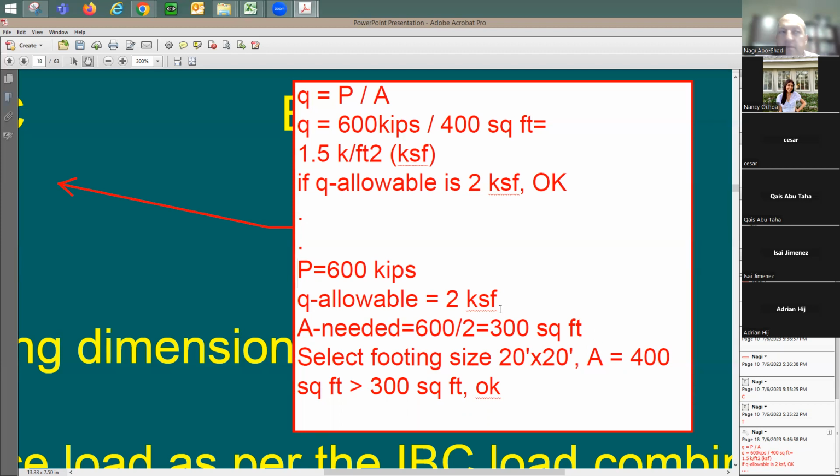So that area I needed is like a minimum. Yes, this is correct. This is what I need, required or needed. Exactly, this can be the minimum.